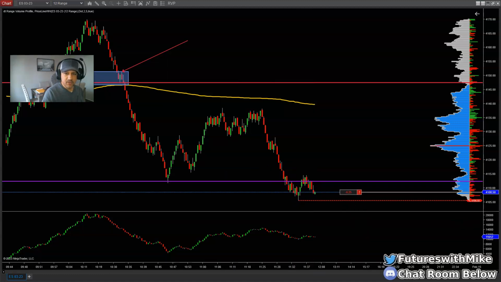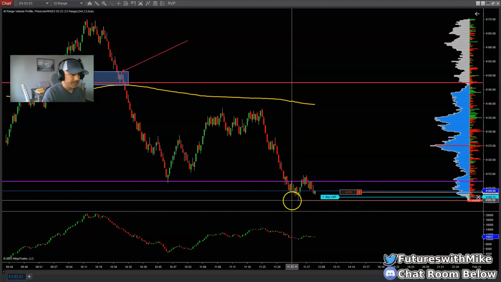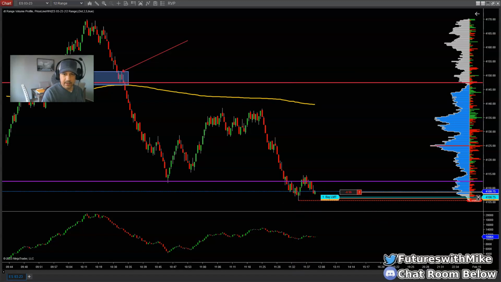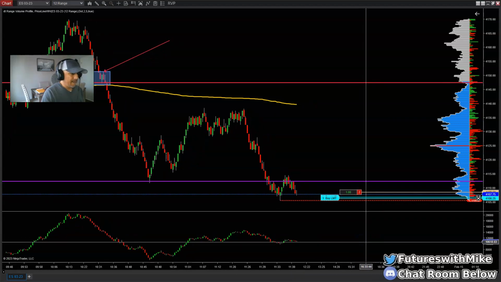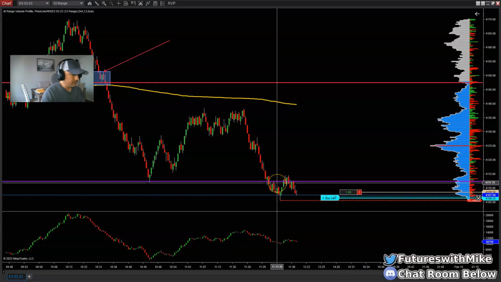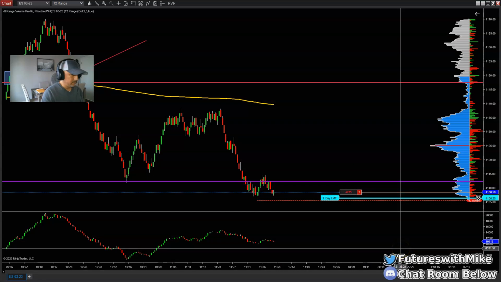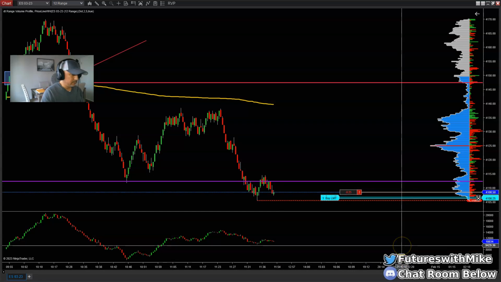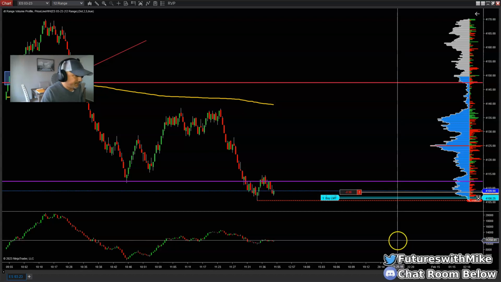Just going for a quick scalp short here. Looks like it may want to continue pushing lower here to take out the lows right here. Just taking a quick scalp short. Uh-oh. Come on.